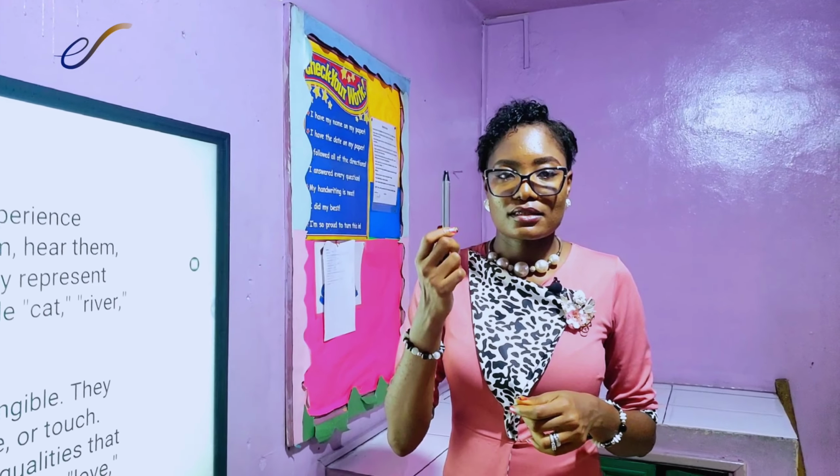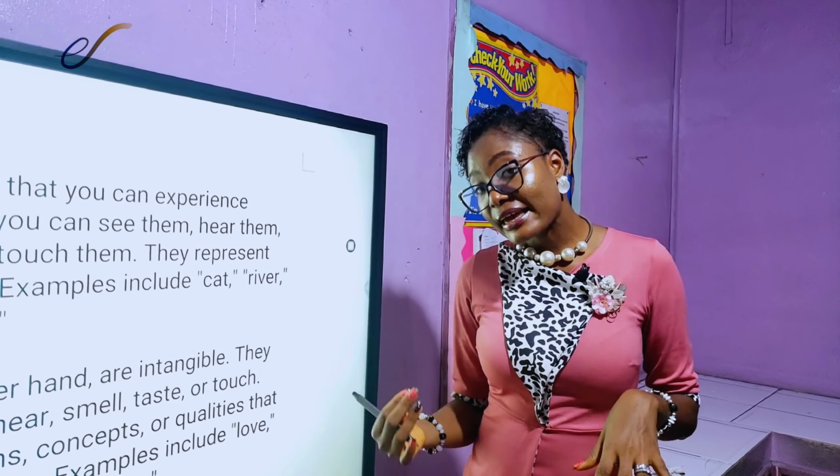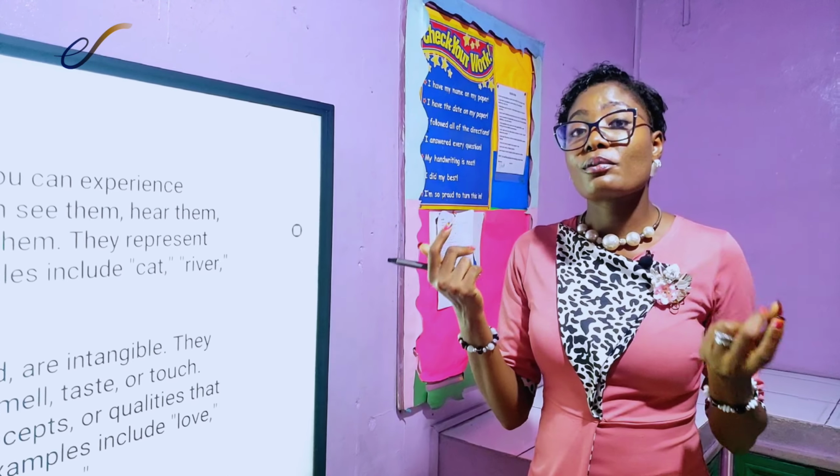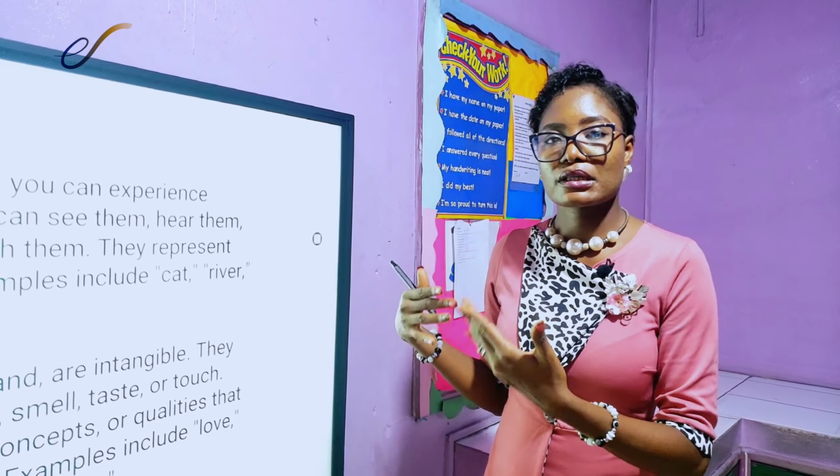I can touch this. I can see the board. I can feel water on my skin. I can smell the aroma of food. So these are concrete nouns.